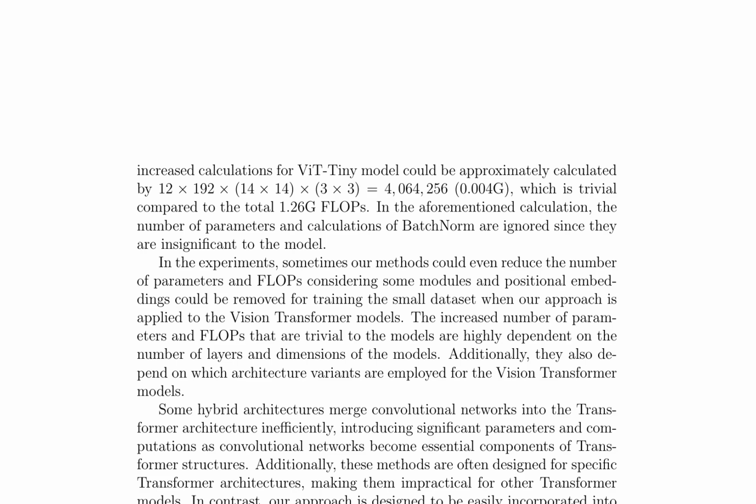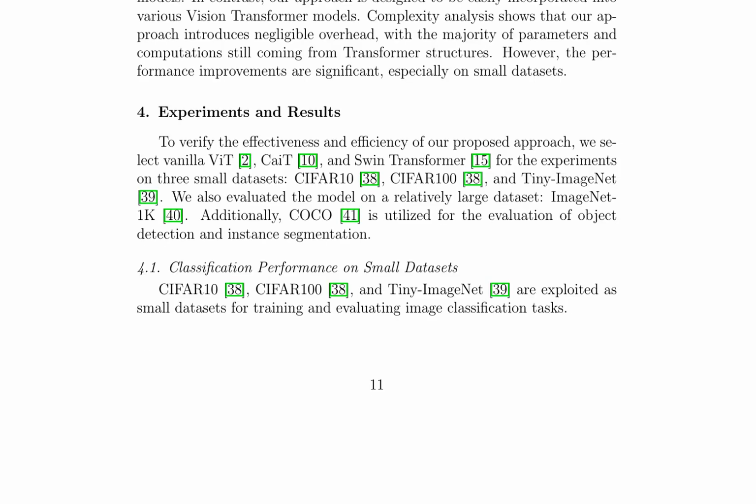The increased calculations for the ViT-Tiny model are estimated to be approximately 4,064,256, or 0.004 GFLOPs, which is negligible compared to the total 1.26 GFLOPs. This calculation ignores the number of parameters and calculations of batch norm, as they are insignificant to the model. The proposed approach is designed to be easily incorporated into various vision transformer models, introducing negligible overhead.